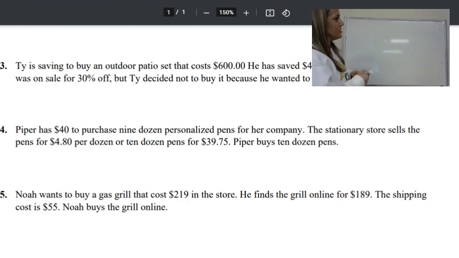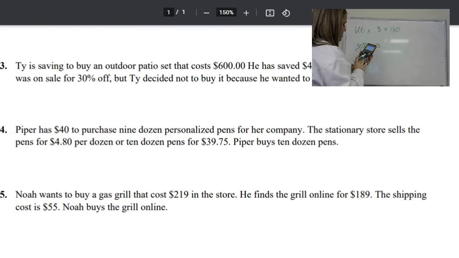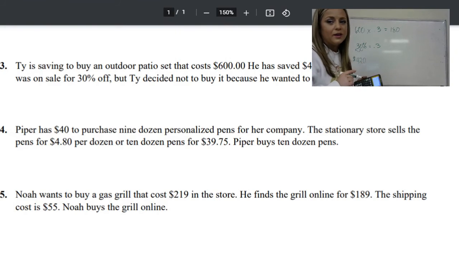So let's figure out, okay, so $600. Let's see how much 30% off. We know 30% in decimal form is 0.3 because we move two places. So times 0.3, and then whatever we get, we're going to subtract it from 600. So 600 times 0.3 is $180. So 600 minus $180 is $420. It would have cost him $420 to buy that patio set.